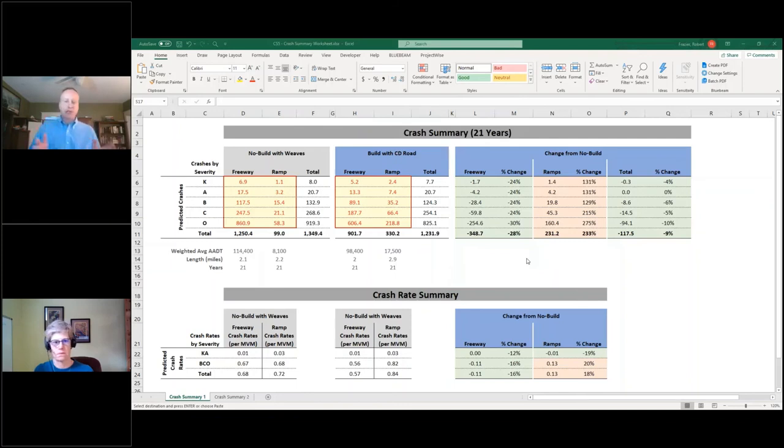Sometimes it goes up. I will say that the KA numbers go down, and they go down for both freeways and ramps as a rate, and then the total goes down just a little bit. So anyway, there's a lot to chew on here and to think through. But I'm going to go ahead and jump to the next question: inputs and factors influencing the results. If you look at those spreadsheets, what might be leading us to these results?